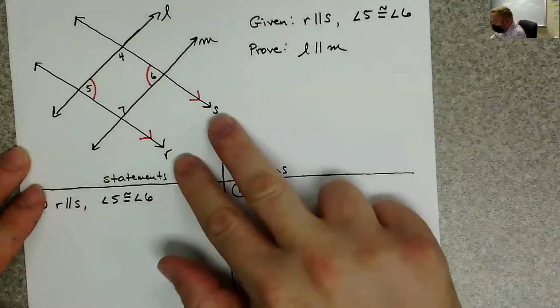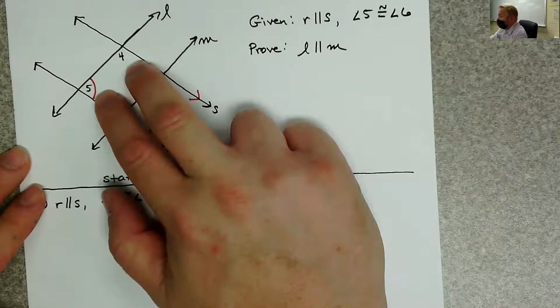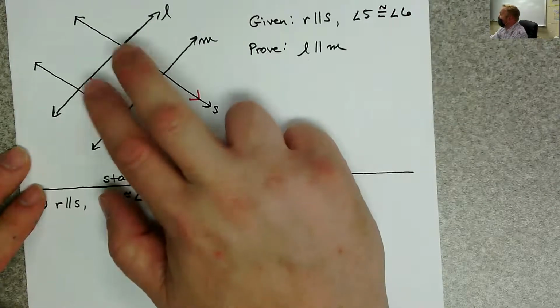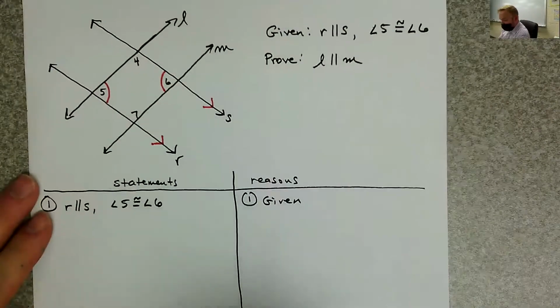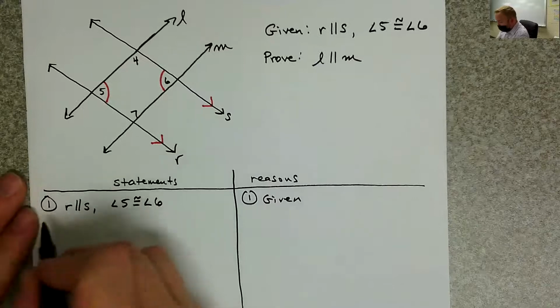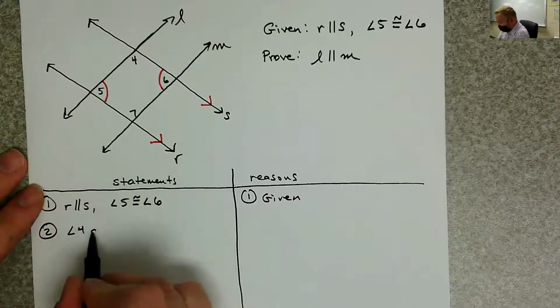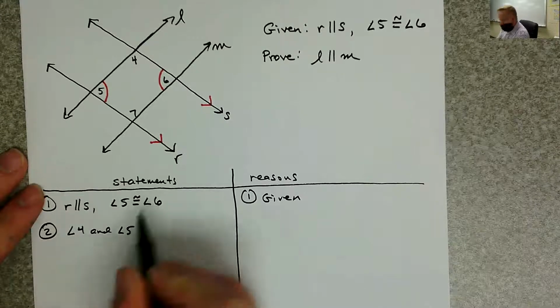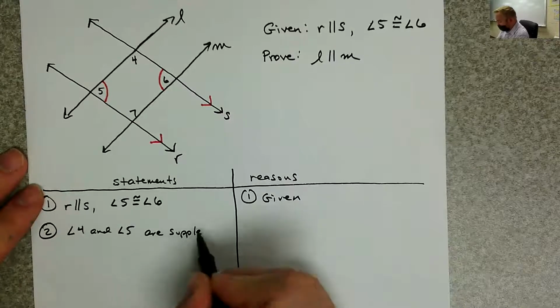If R and S are parallel, what kind of angles are 4 and 5? Just say it. Same side interior. Good job. So I'm going to start with that. I'm going to state, since those are same side interior, angle 4 and angle 5 are supplementary.